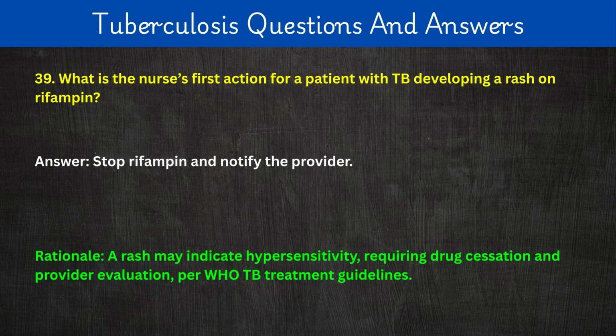39. What is the nurse's first action for a patient with TB developing a rash on rifampin? Answer: stop rifampin and notify the provider. Rationale: a rash may indicate hypersensitivity, requiring drug cessation and provider evaluation, per WHO TB treatment guidelines.